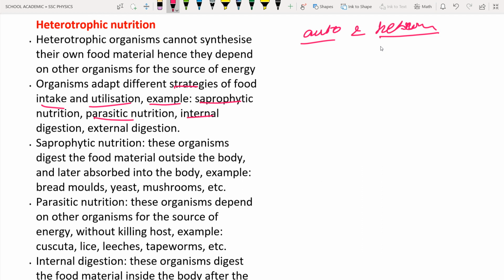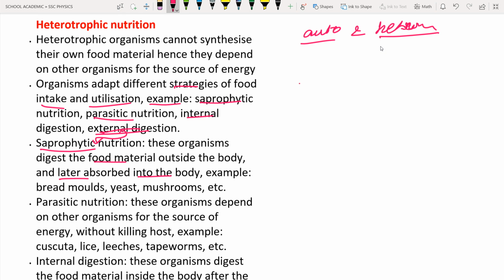External digestion comes under saprophytic. So digestion is occurring outside the body. First we will discuss external digestion with saprophytic nutrition. These organisms digest the food material outside the body and later it gets absorbed into the body. That is known as saprophytic nutrition.